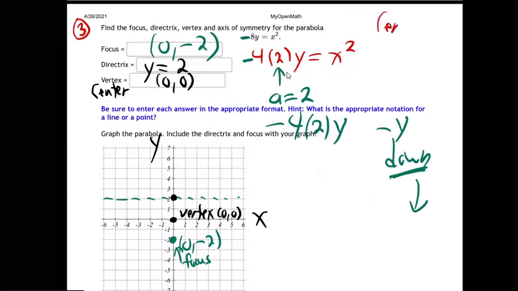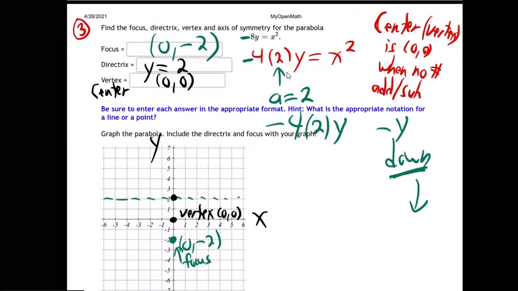Good question. The center, called the vertex, is 0, 0 when there's no numbers added or subtracted next to x or y. Does that make sense? You might say, well, there's numbers next to x and y. Yeah, but they're not added or subtracted.